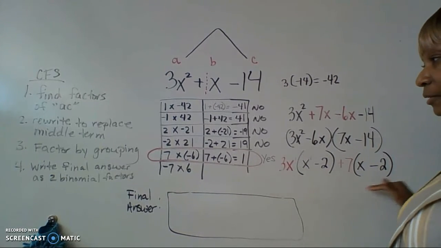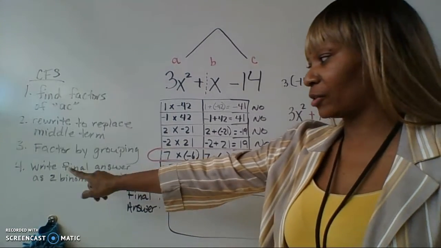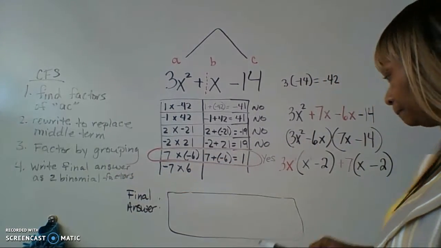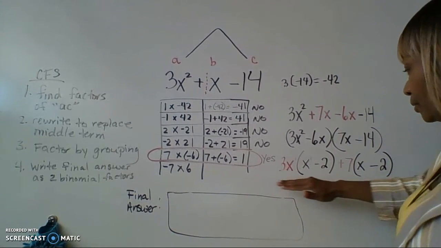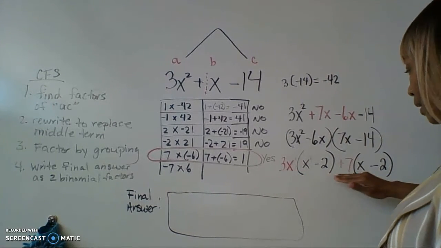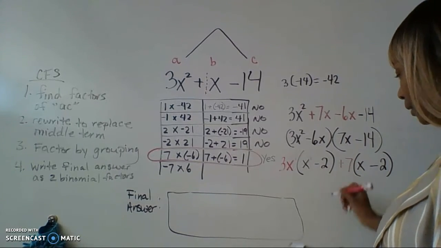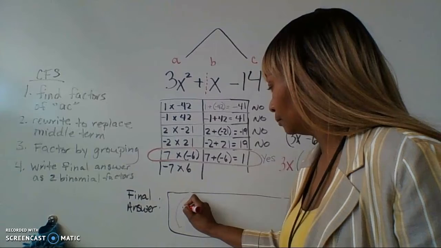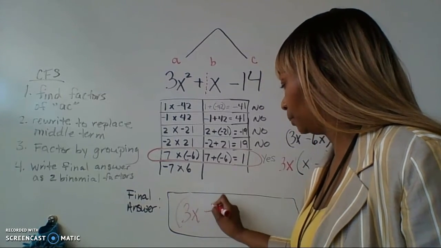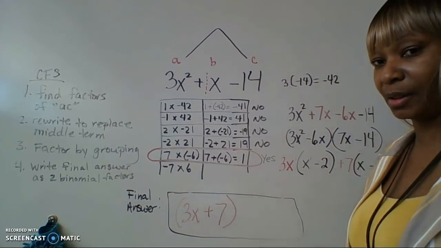Now you just factor by grouping. So I need to write my final answer as 2 binomial factors. How do I do that? I take my outside terms here, which is the 3x and the plus 7, and I put them in one parentheses, 3x and my plus 7. Those are my outside terms. They go in one parentheses together.